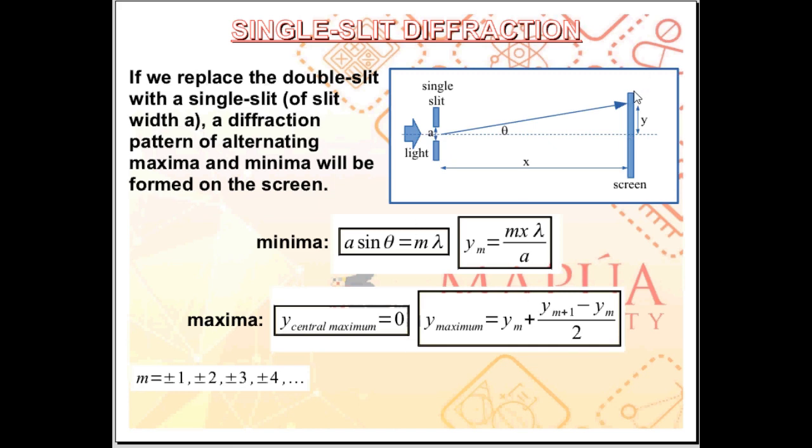The other maximum locations, the other locations of the bright fringes, are given by y maximum is equal to y m plus y m plus 1 minus y m, over 2, where y m is the location of the minima, meaning it's with respect to the minima. So if it's y1, then y1 plus 1 minus y1, divided by 2.